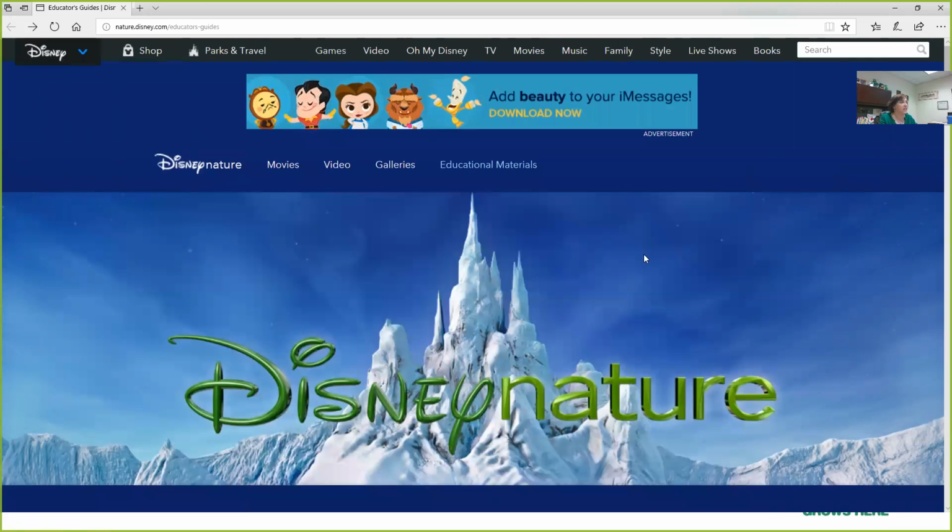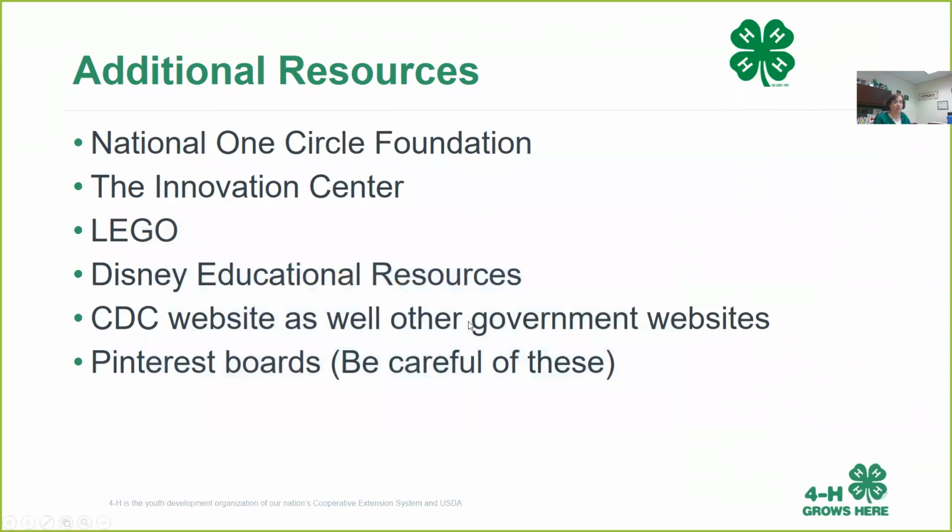The CDC has really good materials, and other government websites about health and disease. I know Candy was talking about a lesson she did one time on communicable diseases with her teens, and that can be a very appropriate topic. She went to the CDC website and found those materials, and they were very research and evidence-based materials.